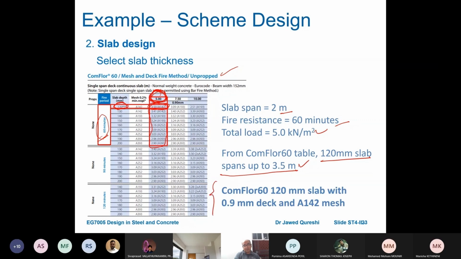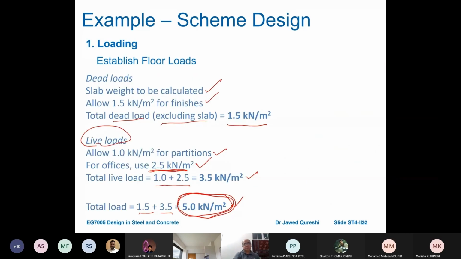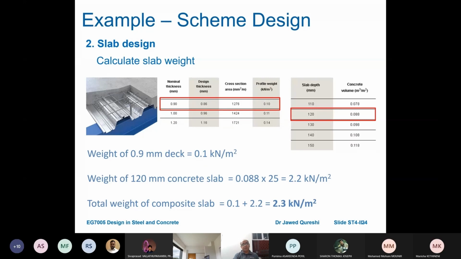So can I say that I want to use this ComFloor 120 mm deep slab with 0.9 mm deck and A142 mesh? Now remember that in loading, I just have to work out self weight of the slab. All other loads are with me. If you go to load span tables of ComFloor 60, you will see that if you're using 0.9 millimeter thick sheeting, its weight is 0.1 kilonewton per meter square. This is the weight of the sheet. Concrete volume is 0.008 meter cube per meter square.